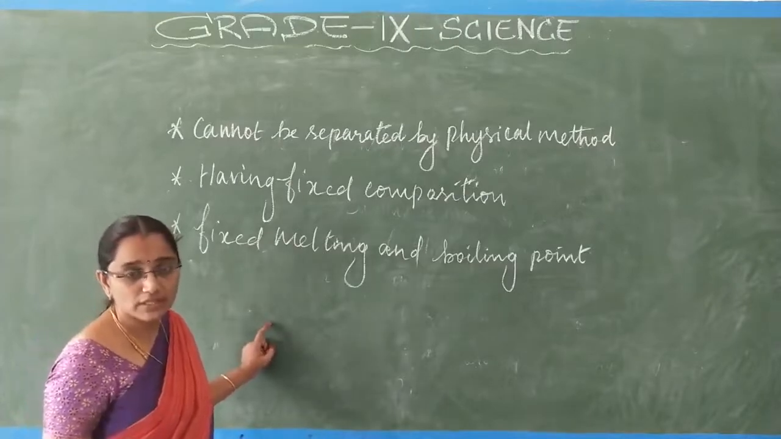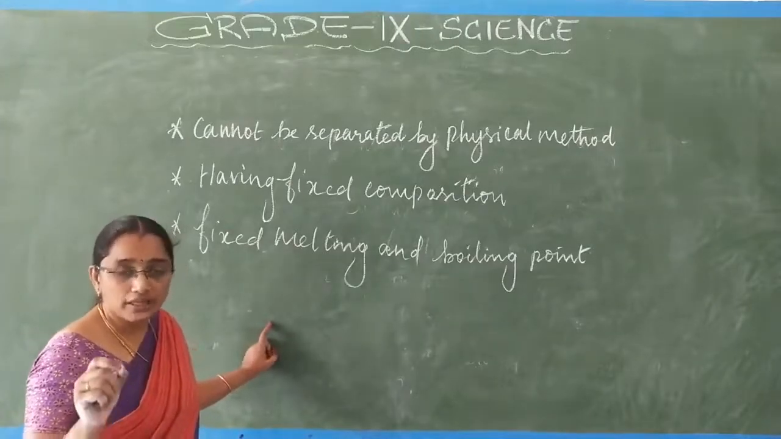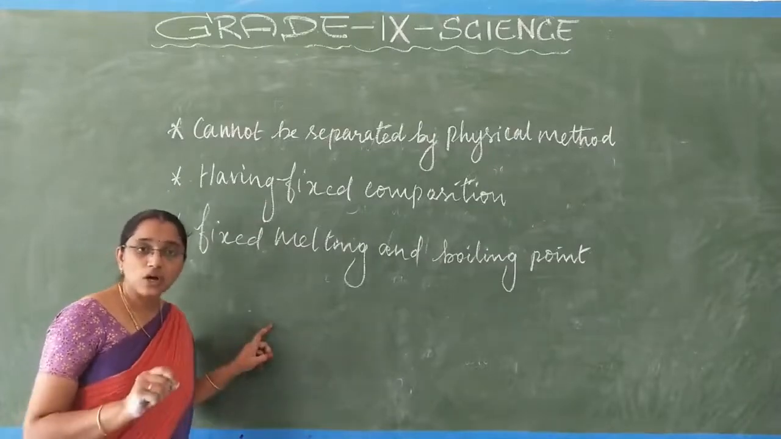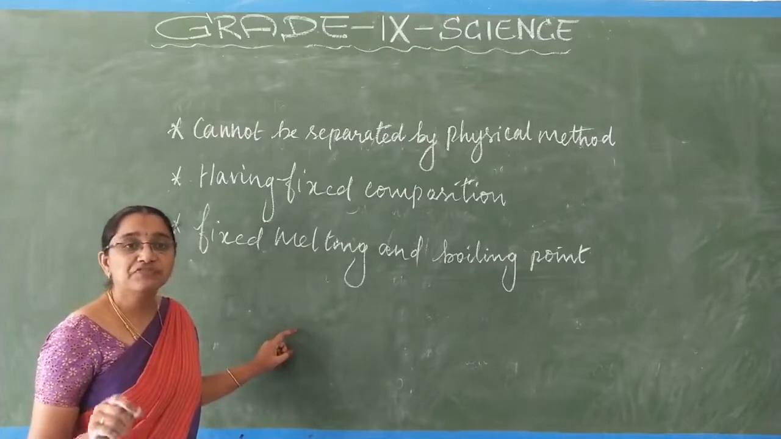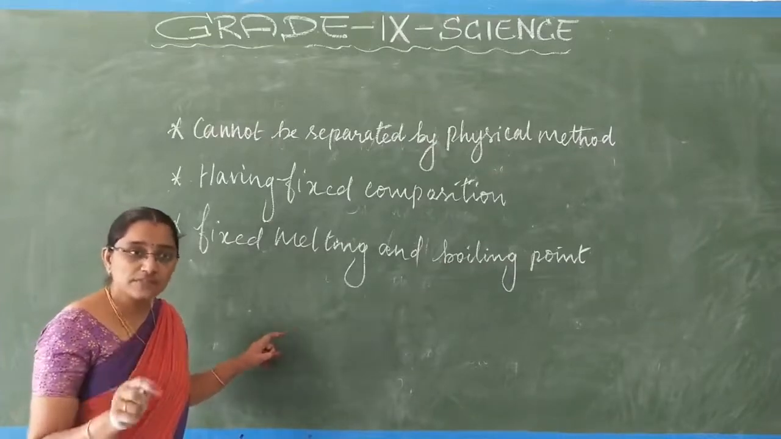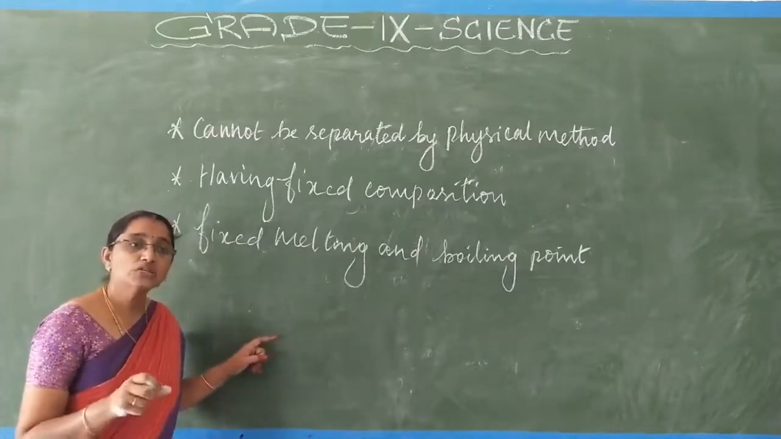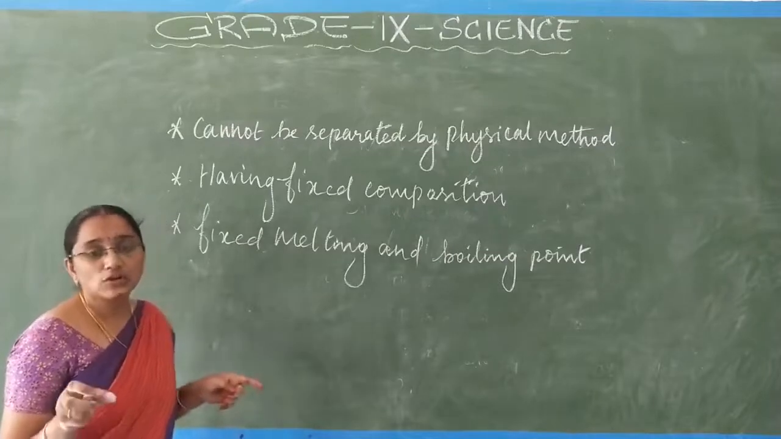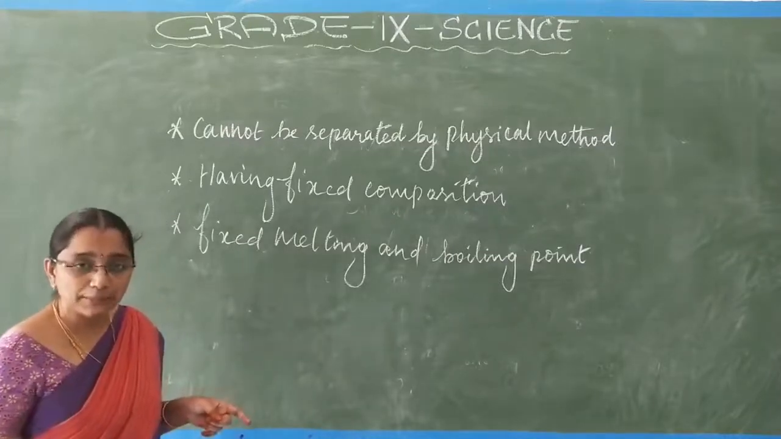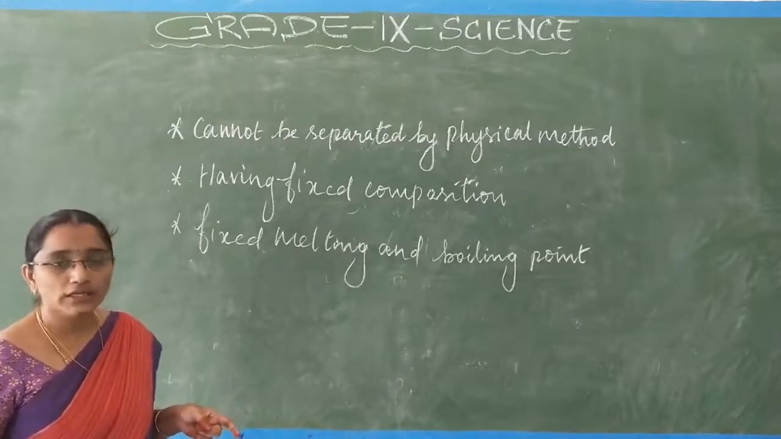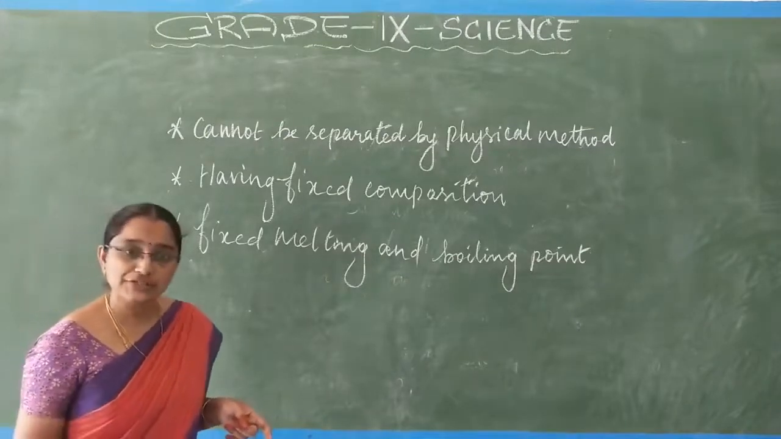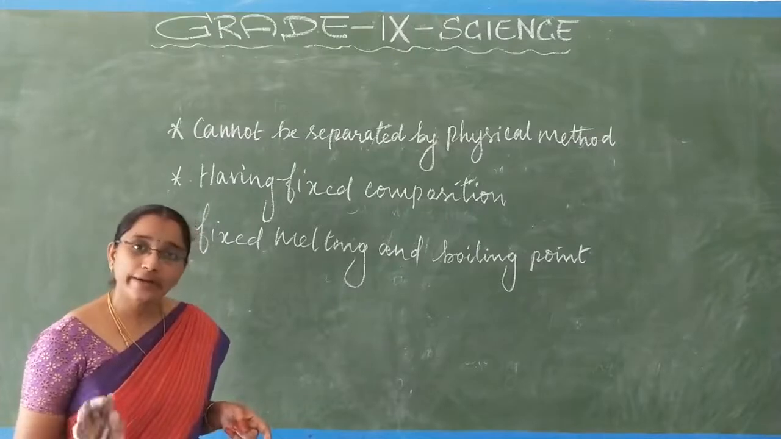Pure substances always are present in a fixed composition, and they have a fixed melting point as well as a fixed boiling point. Since the composition is fixed, there is no variation in it. Definitely those substances have a fixed melting point and a fixed boiling point. If I take water, its melting point is 0 degrees Celsius. Its boiling point is 100 degrees Celsius.